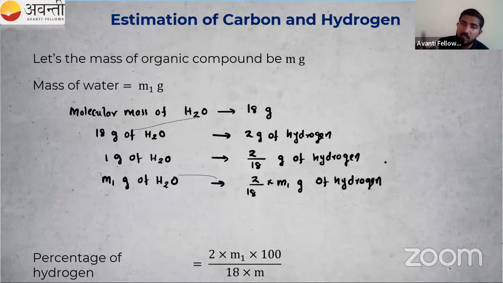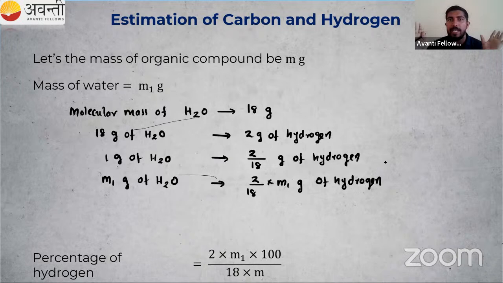Then the qualitative analysis of carbon and hydrogen, we have studied: in the presence of copper sulfate, lime water turns milky. So that is qualitative. This is quantitative. Why quantitative? We found the percentage of carbon. We found the percentage of hydrogen present in the organic compound.